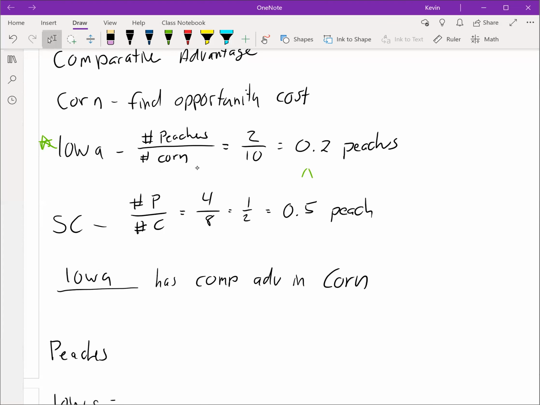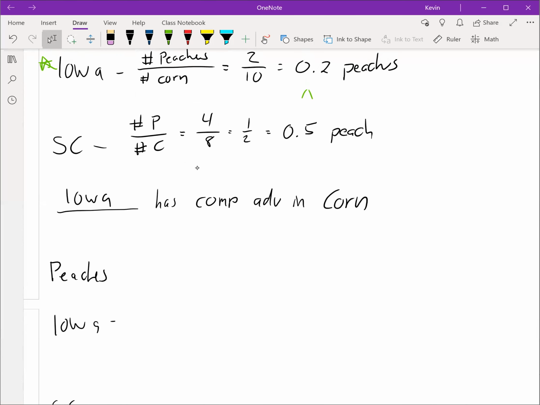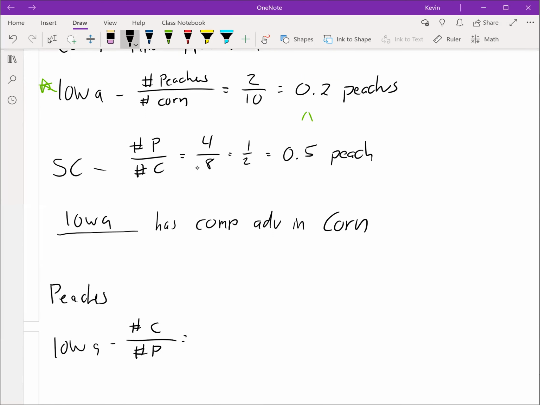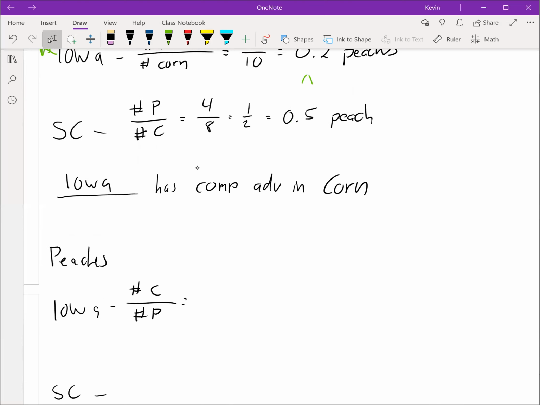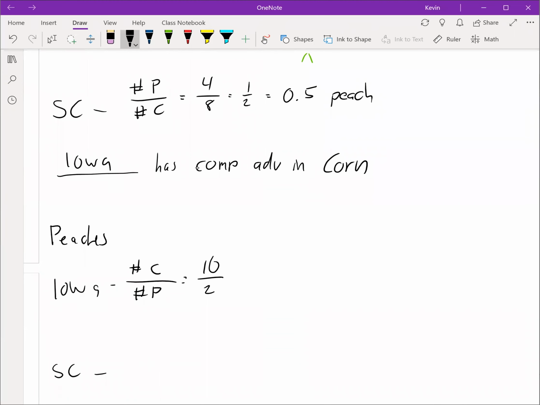Now for peaches, we have a couple things we can do. We can either keep looking back at the top, or we can note that when we do peaches, it's just going to be how much corn we have to give up for 1 peach. So in this case, all we'll do is take the number of corn divided by the number of peaches. And if you remember this phrase from algebra, we're going to take the reciprocal of the opportunity cost for corn. So instead of 2 over 10, we'll do 10 over 2, which would be 5 corn. So for Iowa to make 1 peach, we have to give up 5 corn.